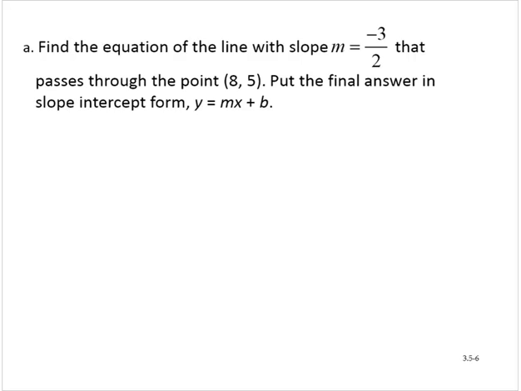If we're given a slope and a general point, we often will use another form of the equation of the line called the point-slope form to actually get to the slope-intercept form. So this other form is called the point-slope form of the equation of a line.